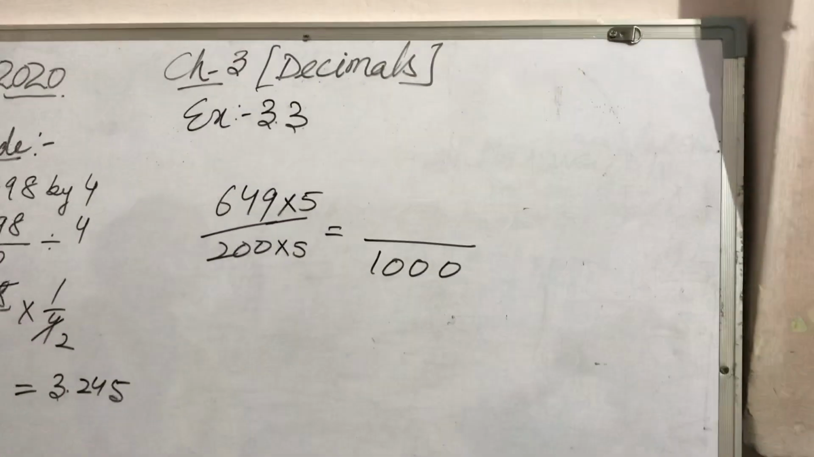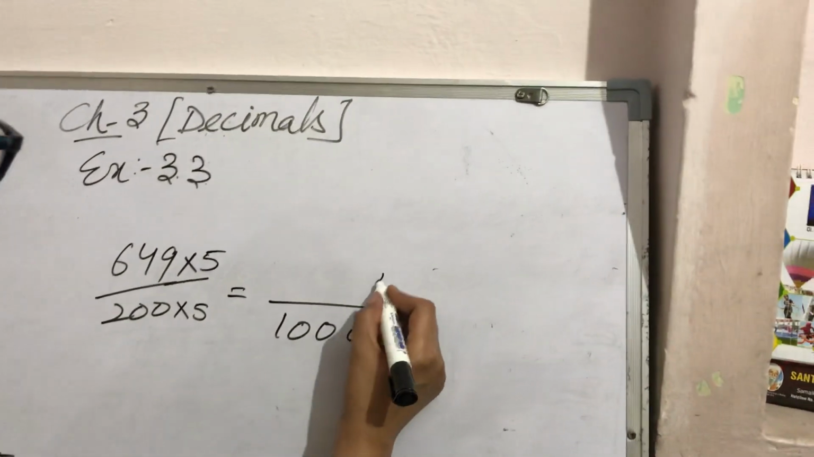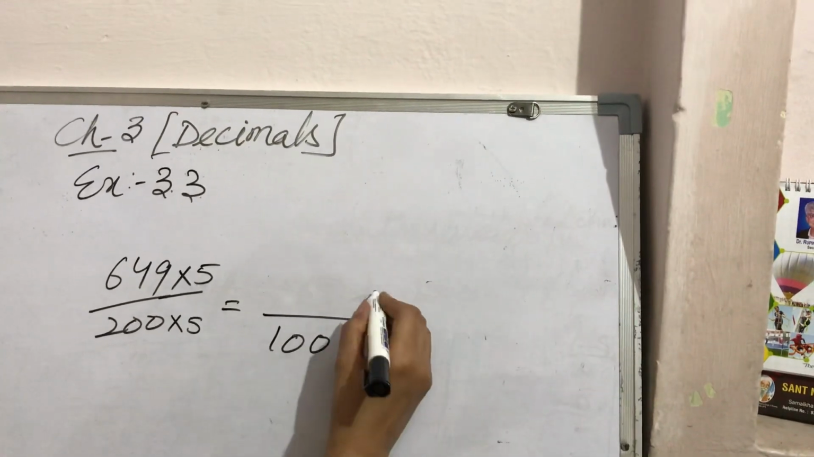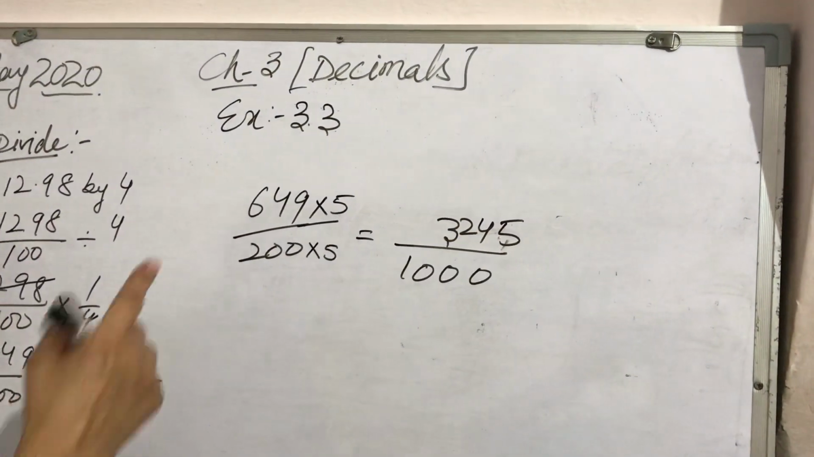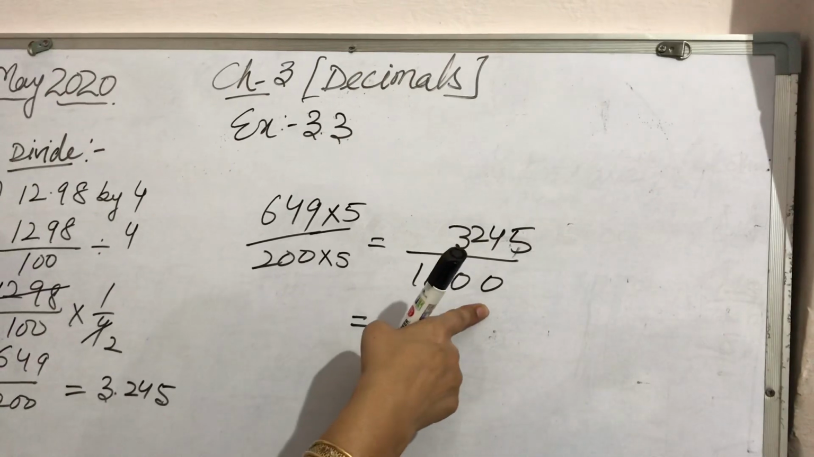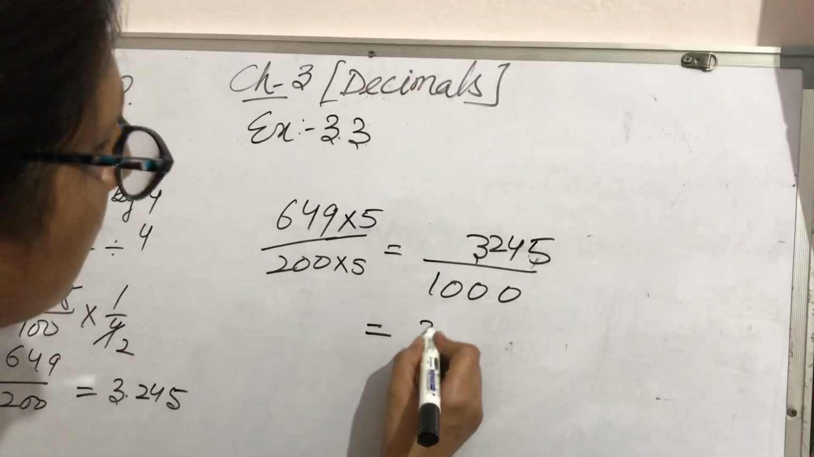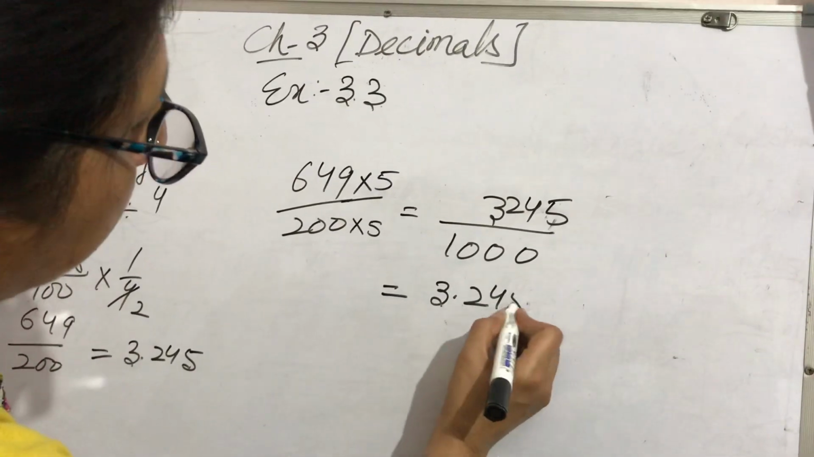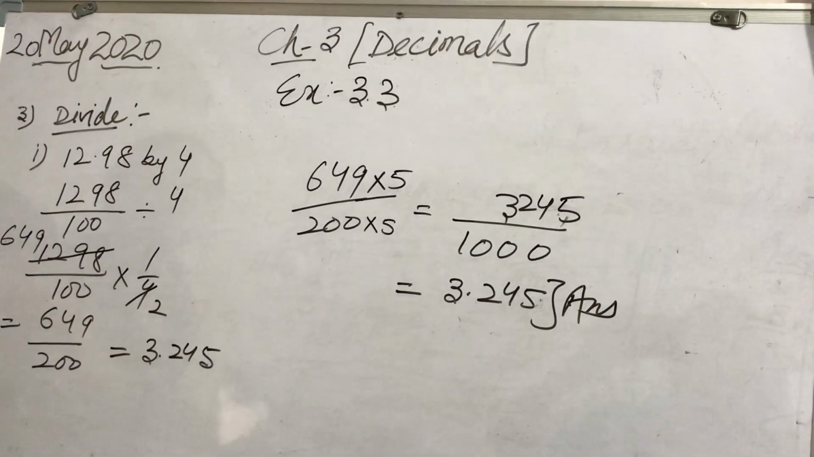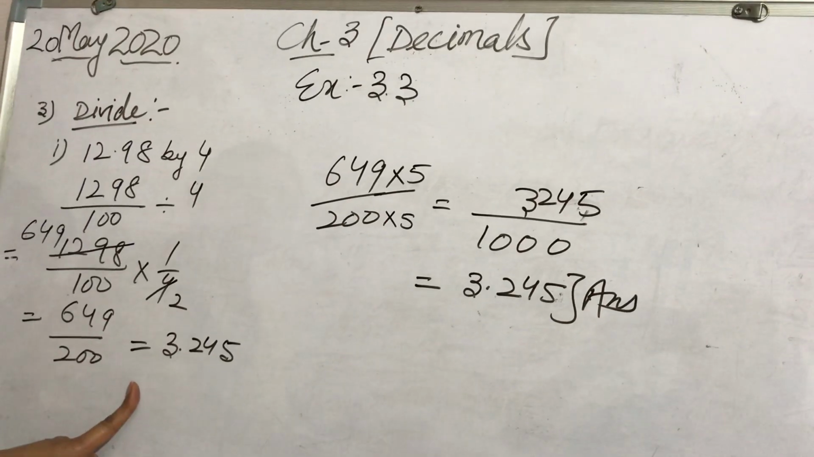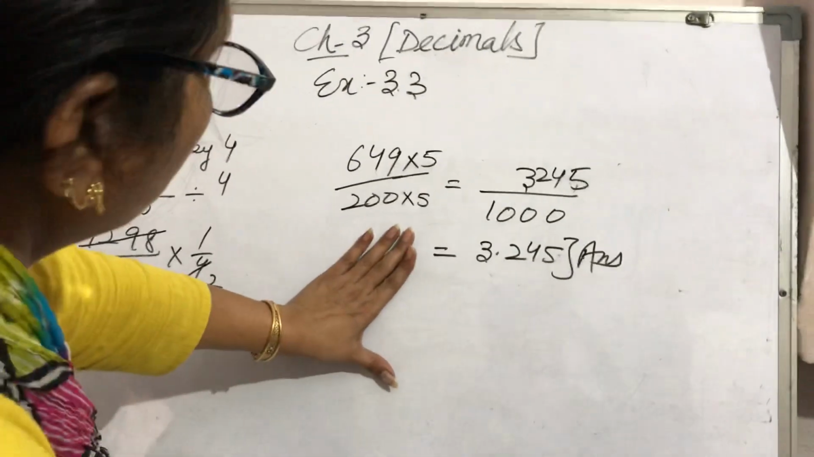So multiply 649 with 5. 5 9s are 45, 5 4s are 20, 5 6s are 30, so 3245. Same. Now 3 zeros are there at the denominator place, so we should have 3 decimal places. 3.245. Whichever method you feel is easy, you can do. It's your wish. You can do it by dividing or you can do it by making the same denominator. This method will be easier for you.